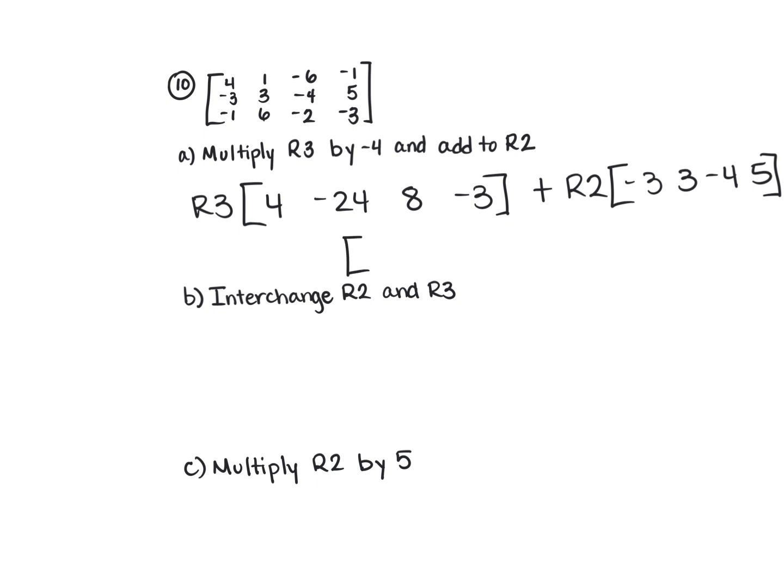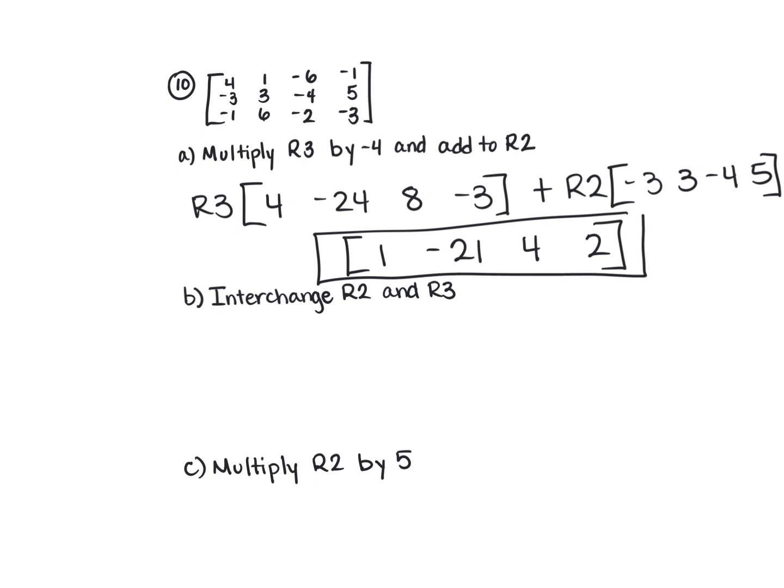So if I have 4 minus 3, that's 1. -24 plus 3 is -21. 8 plus a -4 is 4. And -3 plus 5 is the number 2. So you are making these intermediate changes in this row. So that's showing me that it's R3 by -4. So I've changed row 3. And then I'm adding that to row 2. So this is what row 2 will now change into. So this is an important process because you're going to be doing this for the rest of these examples.